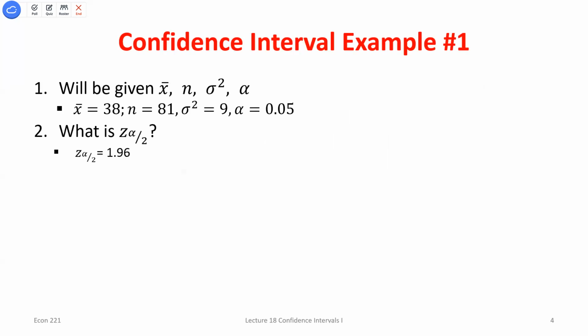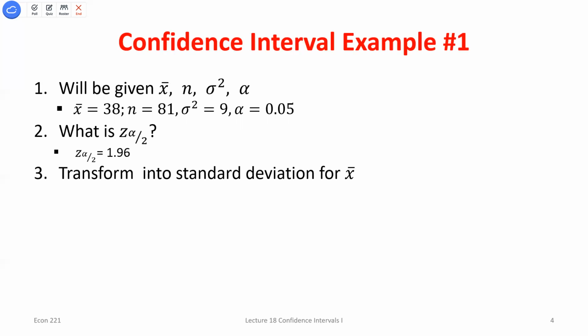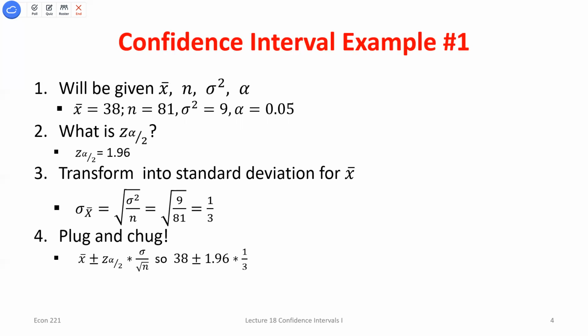So we identified what we were given from this problem. Alpha was the really important thing there. The other things I think are pretty easy. We then looked up that z value that gave us alpha over 2 in each tail. Here's the intermediate step: I could calculate that standard deviation of my sample means ahead of time. Then I only have one value to plug into that confidence interval equation. And then it's just a matter of getting those values plugged in. When I add that margin of error, I get my upper bound. When I subtract it, I get my lower bound. Okay.